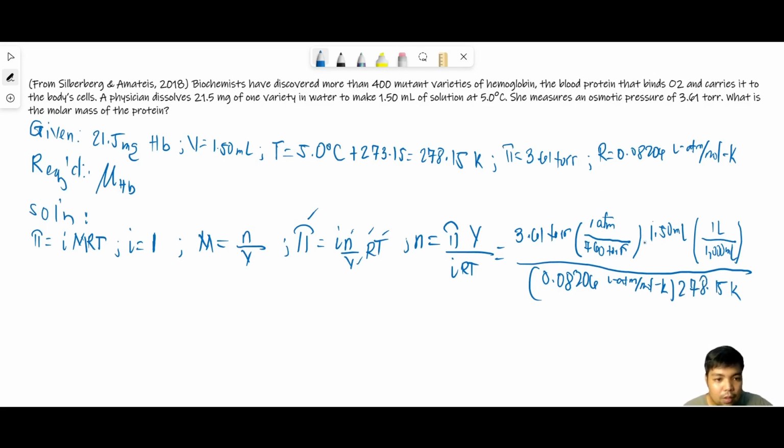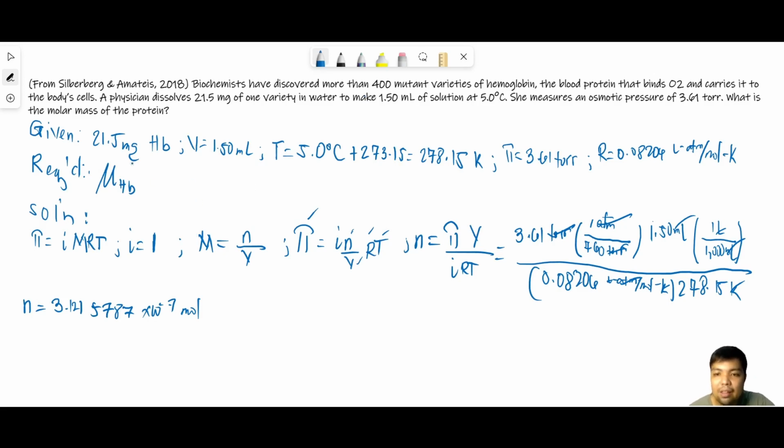Okay, so this will cancel out. This will also cancel out here, and this one and the liters here. So solving this, the number of moles that you have is equal to 3.1215787 times 10 to the negative 7 mole. So that is the number of moles of hemoglobin that was used in the experiment.